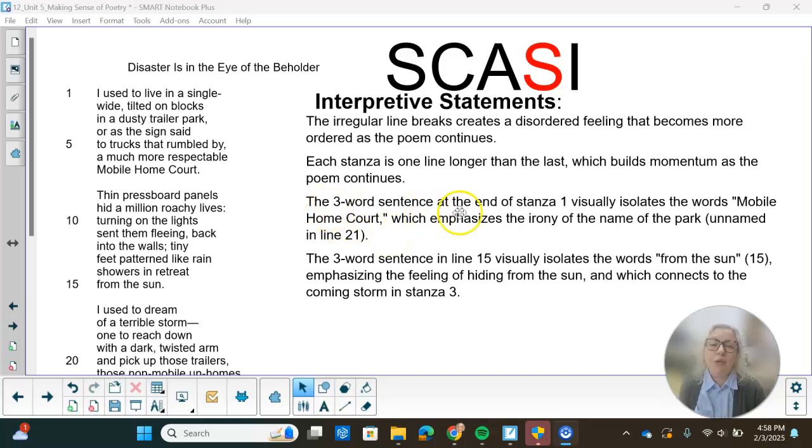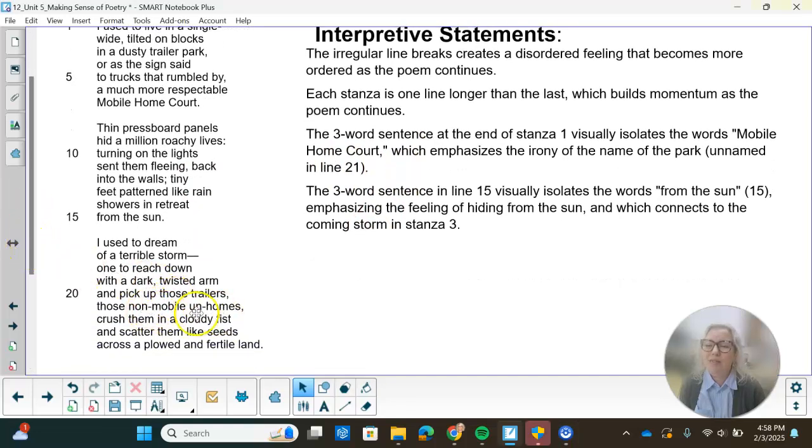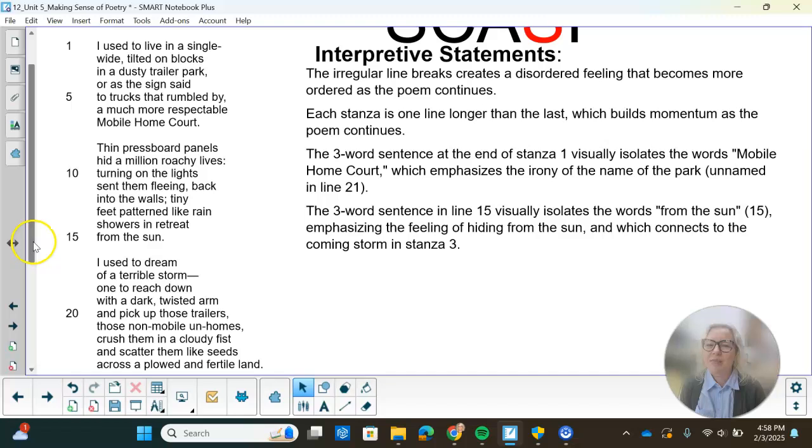How about this one? The three-word sentence at the end of stanza 1 visually isolates the words mobile home court, which emphasizes the irony of the name of the park, because it's really the opposite, right? They're not mobile. They don't move anywhere, and they're not very good homes. How about this one? The three-word sentence in line 15 visually isolates the words from the sun, emphasizing the feeling of hiding from the sun, which connects to the coming storm in stanza 3. I don't know. Those are some possible interpretive statements about this poem.